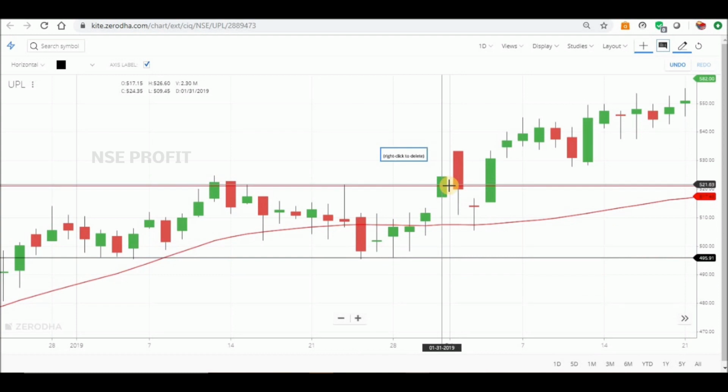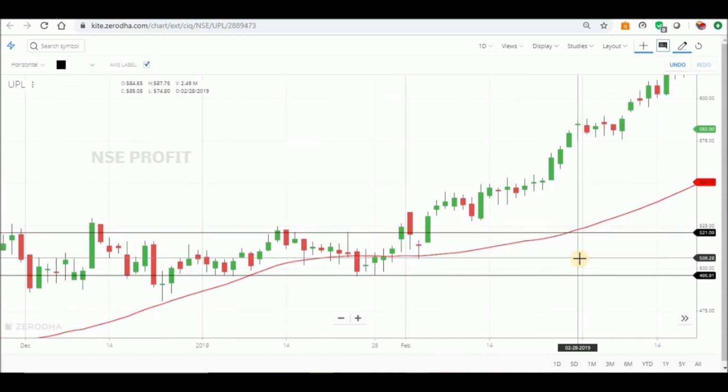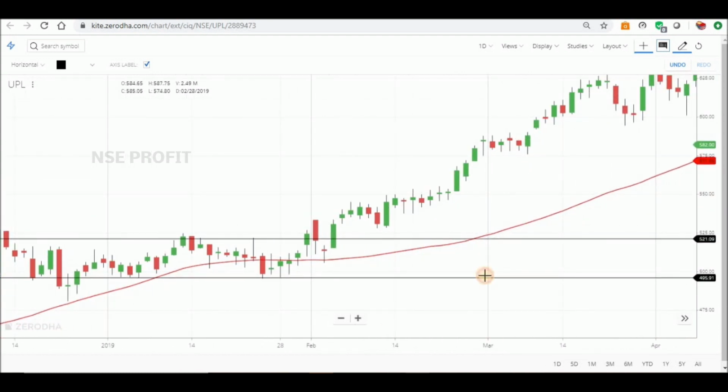And when we got the entry here, we can target the price like 5 to 20%, or by waiting for 5 to 20 days. So let's count and check out what would be our profit. First day, that is 31st of Jan. Second, 3, 4, 5, 6, 7, 8, 9, 10, 11, 12, 13, 14, 15, 16, 17, 18, 19, 20. So the 20th candle closed here.